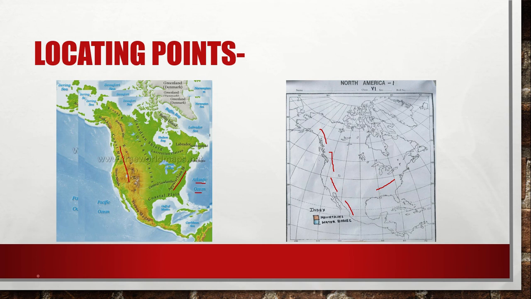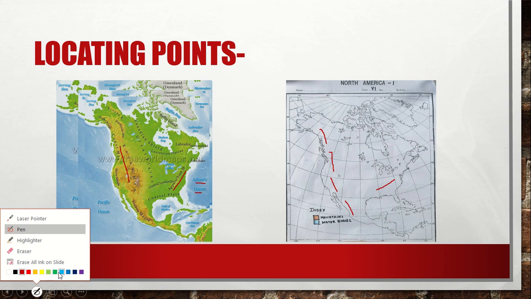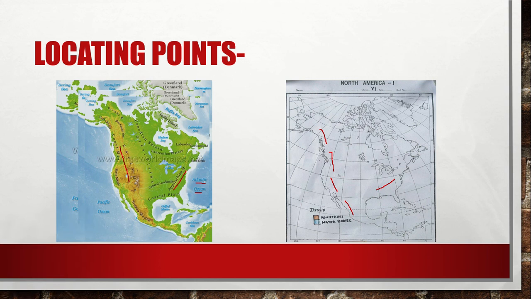Then next you will mark the water bodies. When you are marking the water bodies, you will shade the water bodies with blue color. The first one which we will mark is the Pacific Ocean. So here the deepest, the largest ocean we will shade here as the Pacific Ocean.